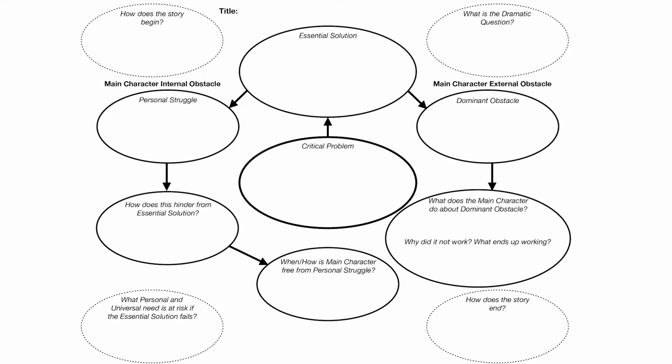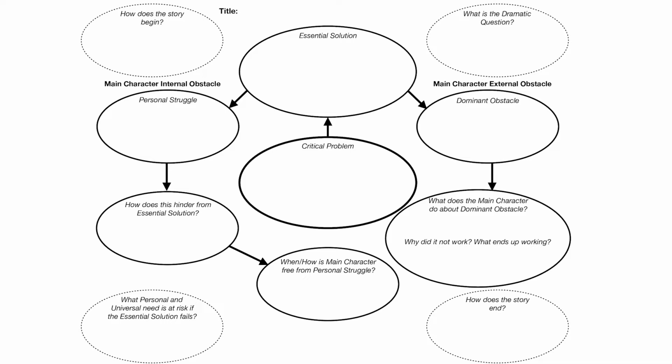And so the essential solution is that the ring must be destroyed. Very simple. All right, so now we're going to go to the dominant obstacle. The difficult thing about Lord of the Rings is that there are so many cast members, you can almost have a separate thing for each one. But we're going to focus on Frodo because he is more of the main focus of the story, while there still are many other characters involved.